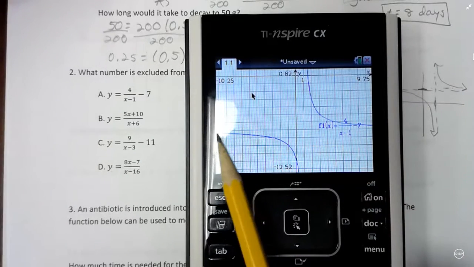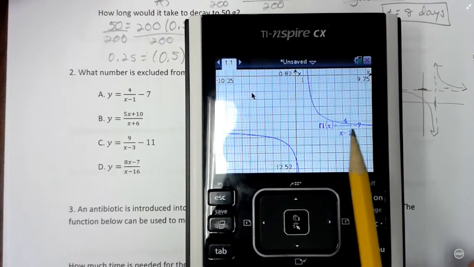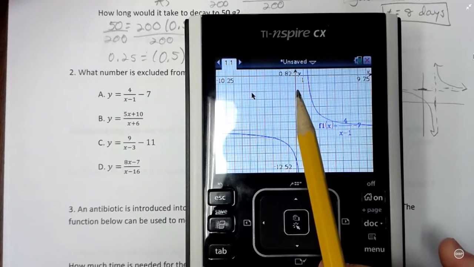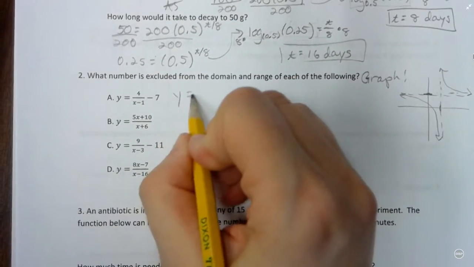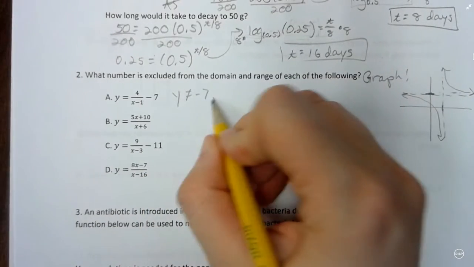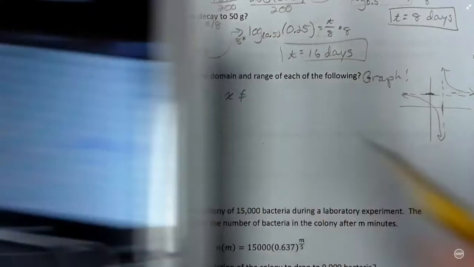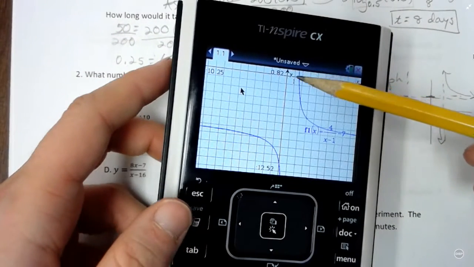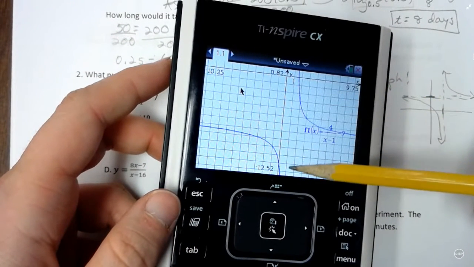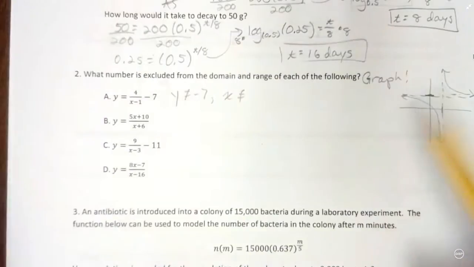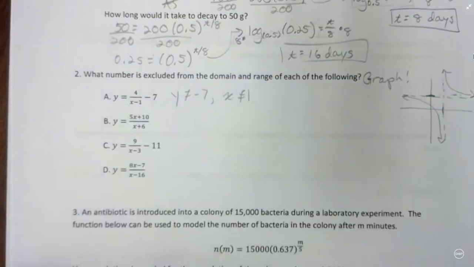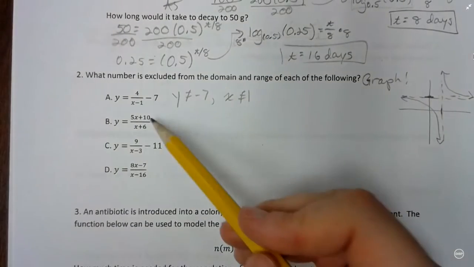So you can see the horizontal one is right about here, which is going to be 1, 2, 3, 4, 5, 6, 7, -7. Okay, so -7 is excluded from your range, so you can just say y is not equal to -7. And then from your domain, you're going to look for the vertical asymptote, which is right about here at 1. And if you need to zoom out, you can, so you can see a little easier, but it's right about 1. So x is not equal to 1. And then do similarly for each of these.